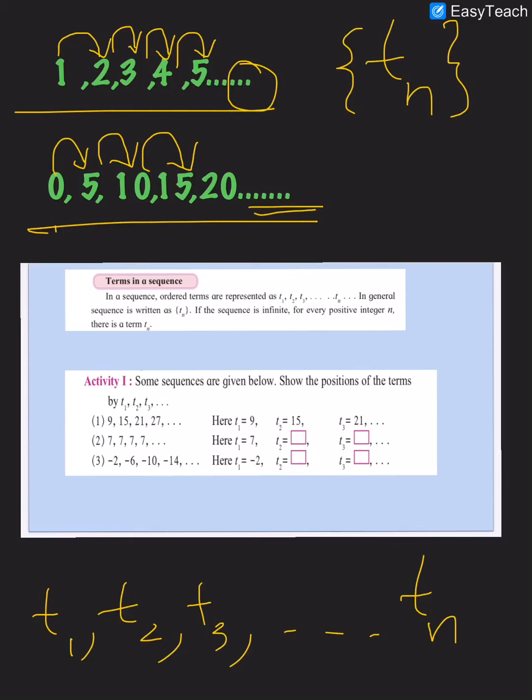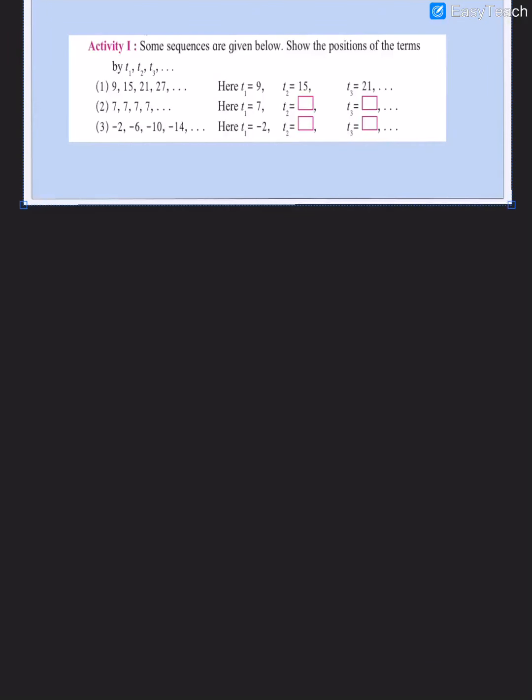Every sequence can be represented in a general form, that is Tn. You can see here the first term, second term and third term, etc. go on. So the terms in a sequence can be represented as T1, T2, T3, etc. If a sequence is infinite, for every positive number n we will have a term called Tn. That means for all positive numbers till infinity we will have a term Tn. Now we are going to do an activity.